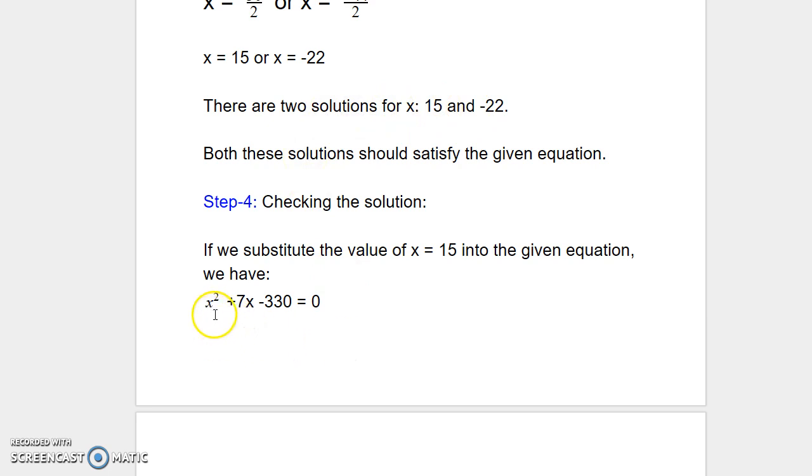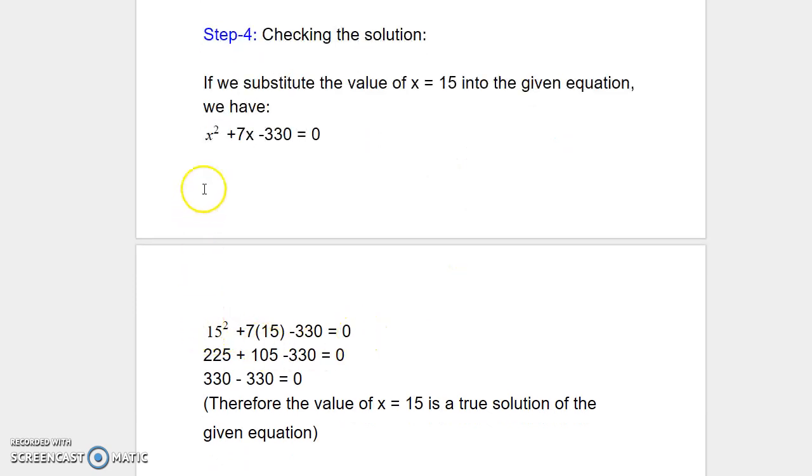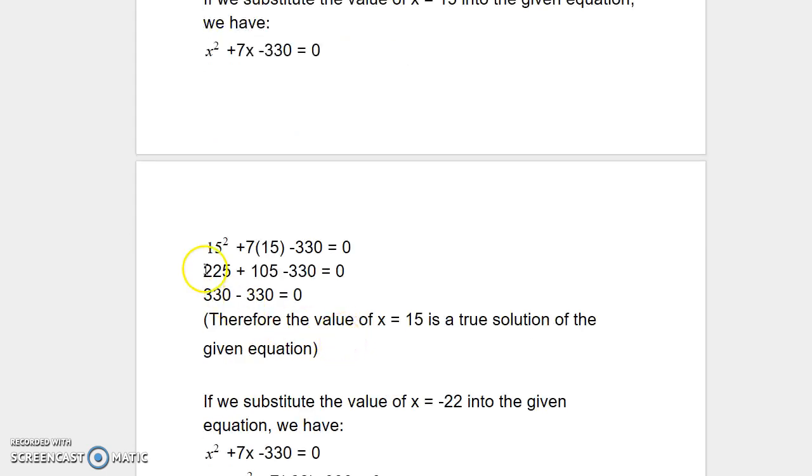So our given equation is x squared plus 7x minus 330 is equal to 0. Wherever we see x, we're going to substitute the value x equals 15. So 15 raised to the power of 2 plus 7 times 15 minus 330 is equal to 0. So 15 raised to the power of 2 is 225, plus 7 times 15 is 105, minus 330 is equal to 0.